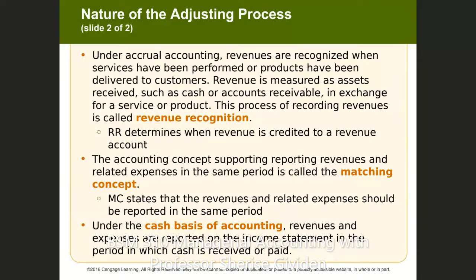The accounting concept supporting revenues and related expenses in the same period is called the matching concept. So we're matching the same period. The matching concept states that the revenues and related expenses should be reported in the same period. We're matching it to the same period. And then under the cash basis of accounting, revenues and expenses are reported on the income statement in the period in which cash is received or paid.